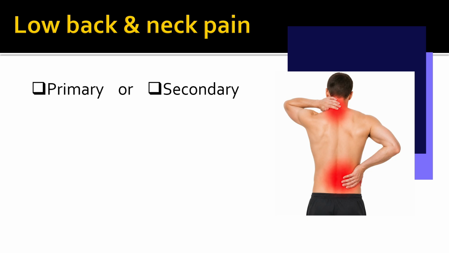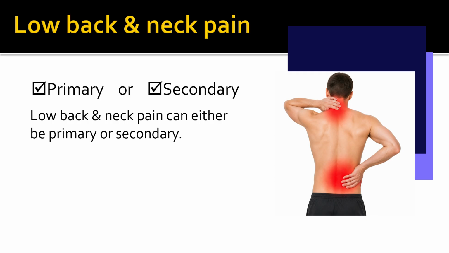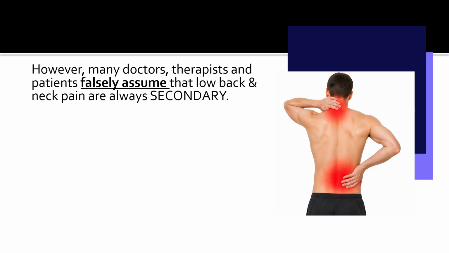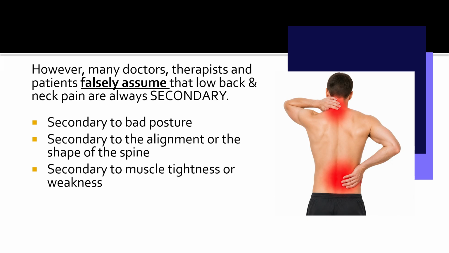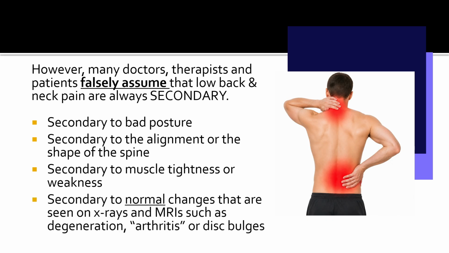Low back and neck pain, primary or secondary? The answer is either one. Low back and neck pain can either be primary or secondary. However, many doctors, therapists, and patients falsely assume that low back and neck pain are always secondary. Secondary to bad posture, secondary to the alignment or the shape of the spine, secondary to muscle tightness or weakness, secondary to normal changes that are seen on X-rays and MRIs, such as degeneration or arthritis or disc bulges.